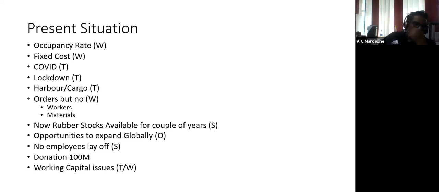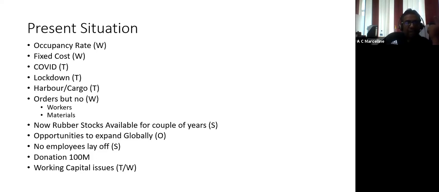We saw during this COVID time, and even at present, that although they got the orders, they could not meet them because they could not find workers, because of the lockdown, and it was also difficult to get materials. That's one of the issues they constantly have.